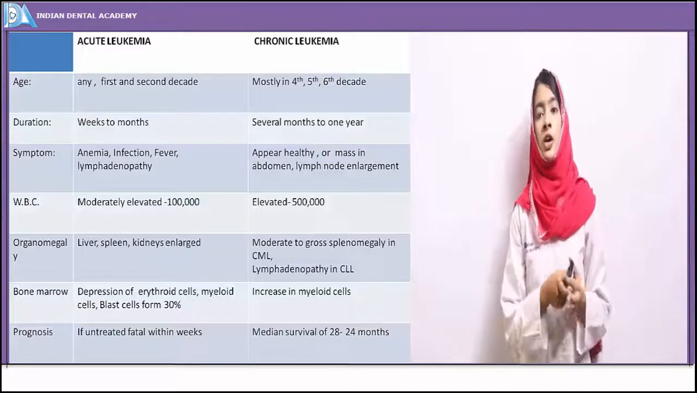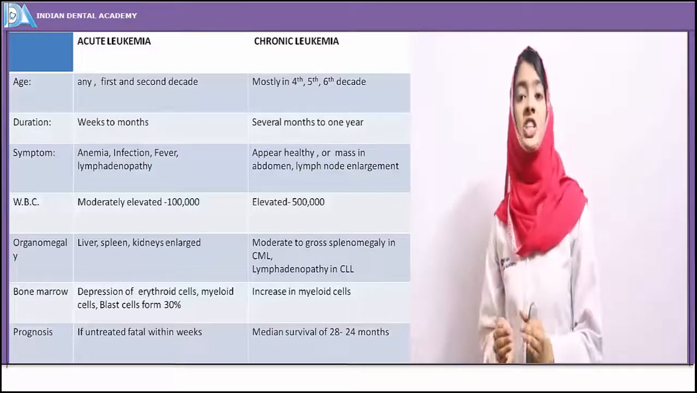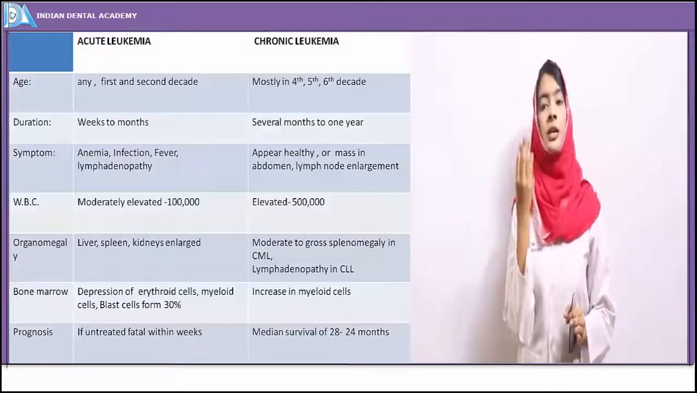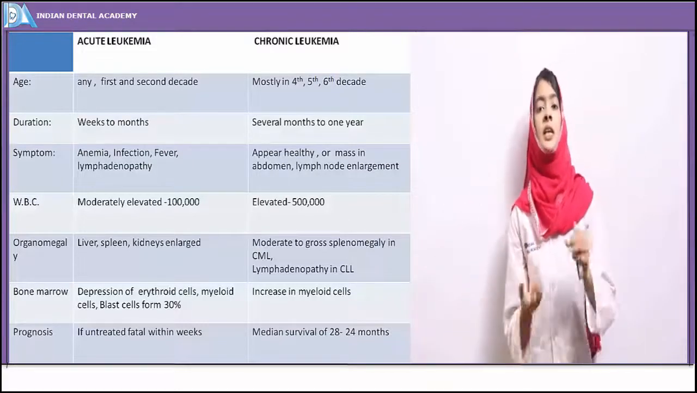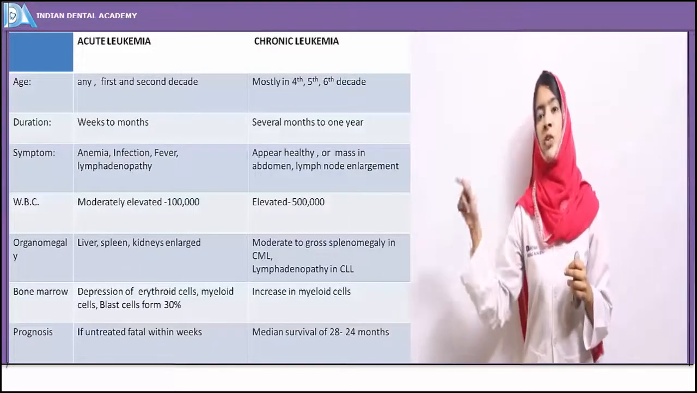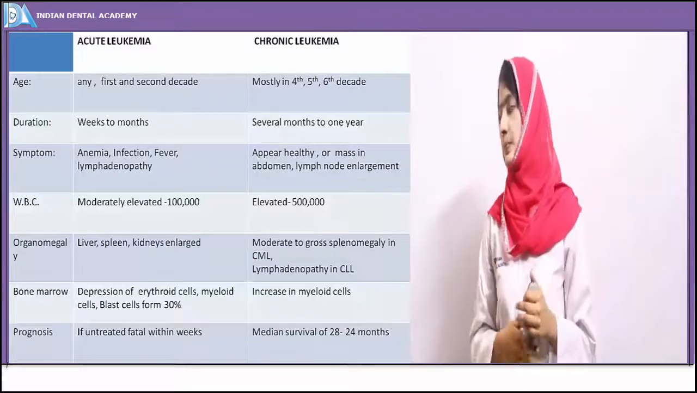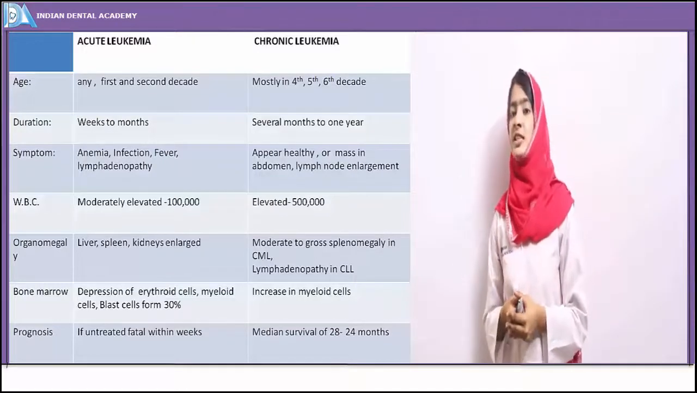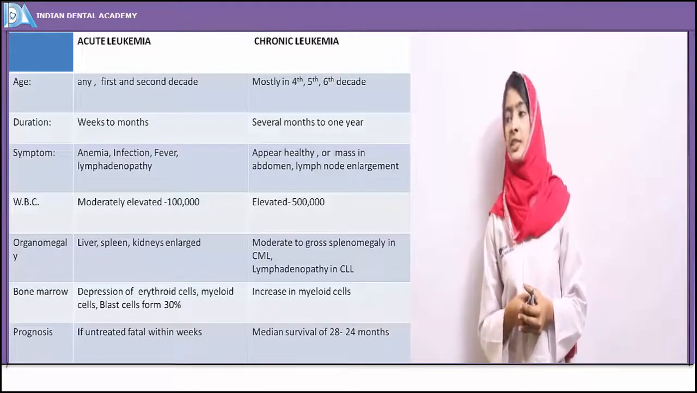As I have told you, chronic lymphocytic leukemia affects the differentiated cell, that is the B lymphocyte. Whereas all other forms, whether it be acute myeloid leukemia, acute lymphoid leukemia, or the chronic myeloid leukemia, these three are affecting the blast stages. Whereas the chronic lymphoid leukemia is affecting the mature cell, that is the B lymphocyte. And the bone marrow shows the depression of erythroid cells or the erythrocytes, and in chronic leukemia it shows the increase of myeloid cells.